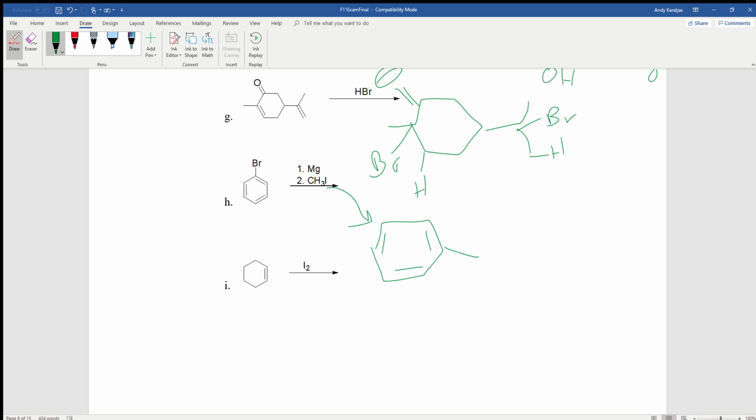In part I, we're attempting to add iodine to an alkene. And you may recall that when we talked about this reaction initially, we said that in general, iodine is not reactive enough to alkenes, and so we're very likely to get no reaction here.